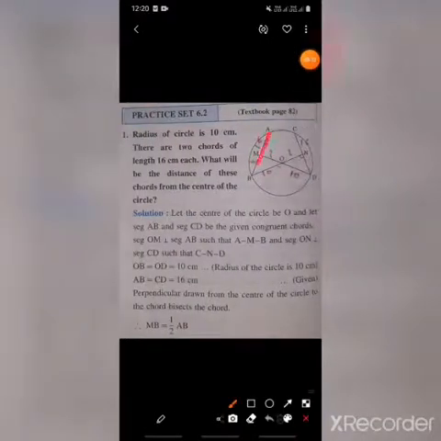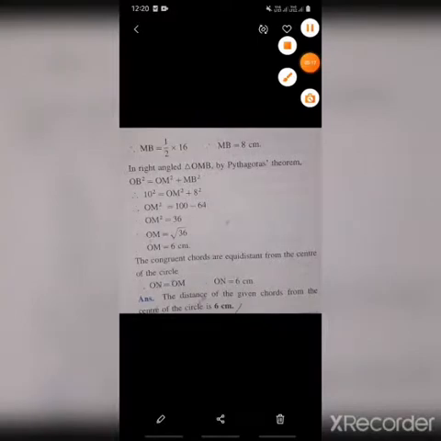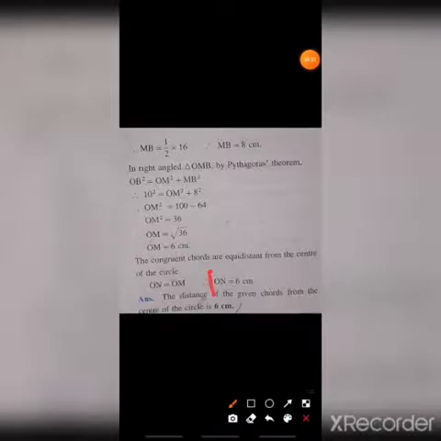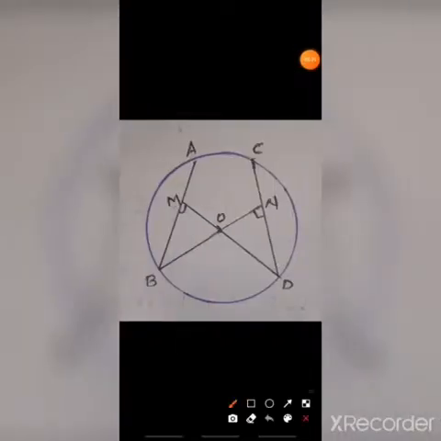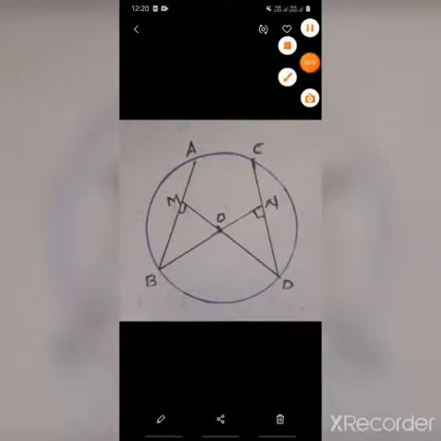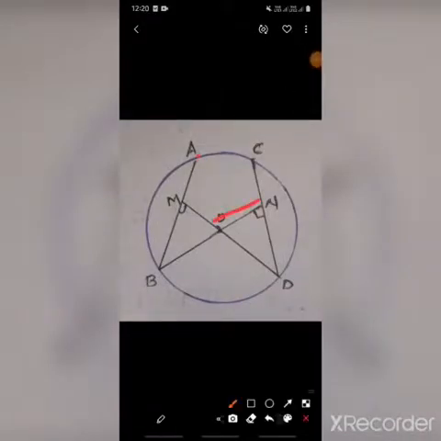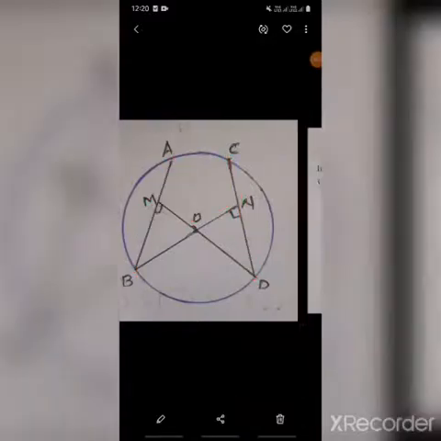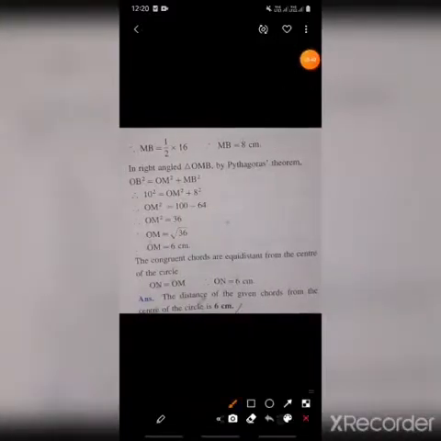The congruent chords are equidistant from the center of the circle. Chord जो है इसकी congruent है AB and CD. So when OM will be 6 centimeter, ON is also 6 centimeter because chords are congruent here. Okay. ON is equal to OM, so ON is also 6 centimeter.